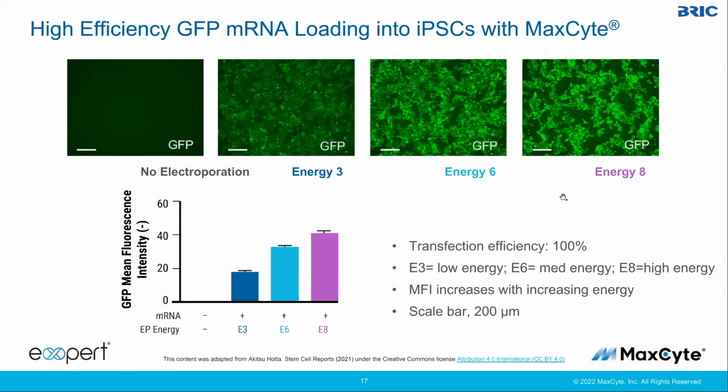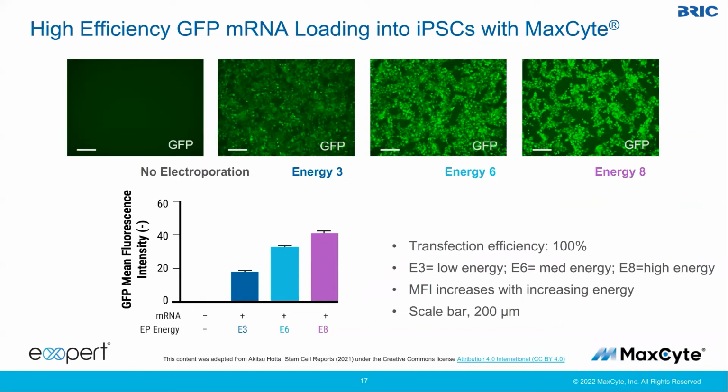Now jumping into the data, this is some data taken from a paper in Stem Cell Reports from 2021. This is our general optimization of any cell electroporation. You'll see energy 3, 6, and 8 here, where 3 is the lower energy, 6 is the medium energy, and 8 is the high energy. What you'll notice is that the mean fluorescence intensity increases as you increase the energy. So you're getting more RNA into the cell, and that's depicted in this bar graph. All of the cells are 100% transfected with mRNA for GFP.